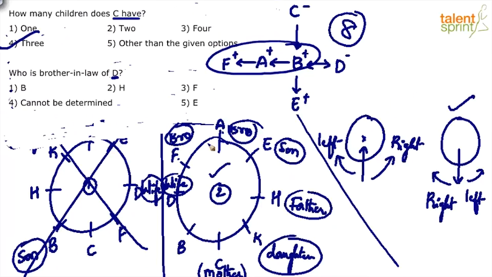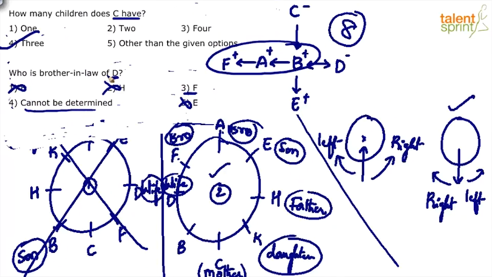Look at the options. B, no. H, no. F, possible. F is a brother-in-law, right? Cannot be determined. Can you say cannot be determined? No. The answer can be determined. We very well know that A and F are the brothers-in-law. So option 4 also looks incorrect. Option 5, E. Is E the brother-in-law? No. E is not the brother-in-law. Now 3 options have got eliminated, there are 2 choices left.